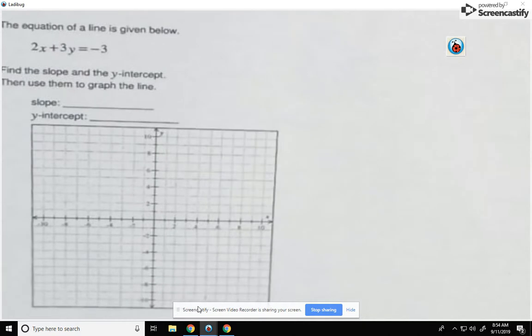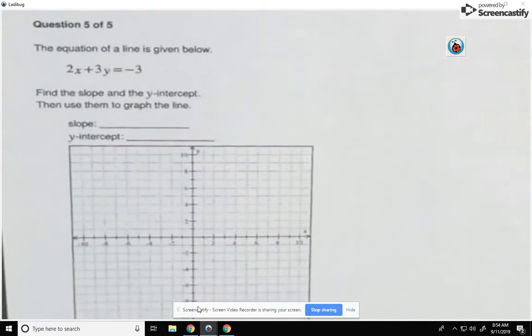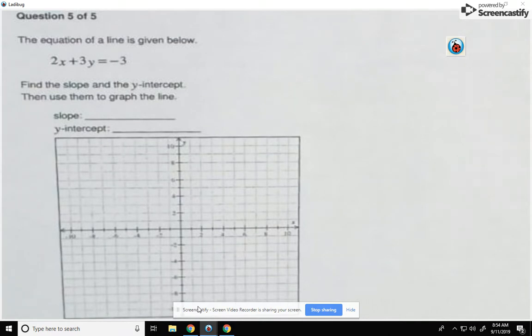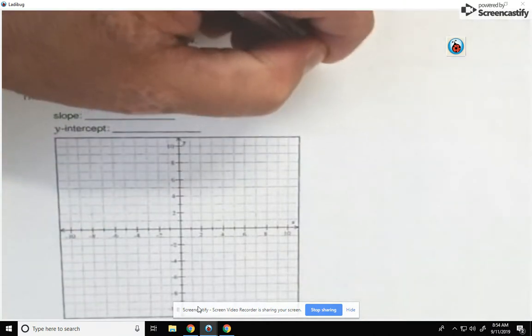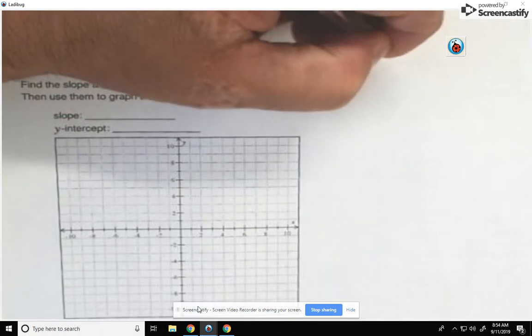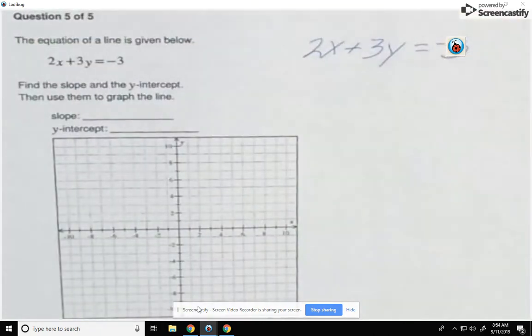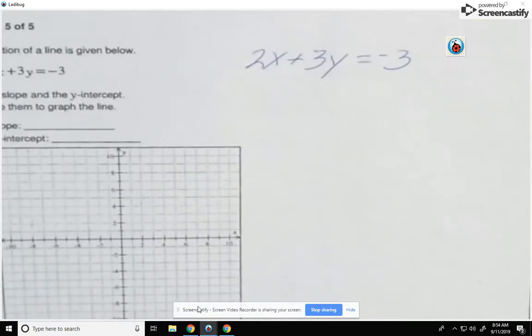All right, finally, question 5. Okay, it says the equation of the line is given below. Find the slope and the y-intercept when using them to graph the line. Okay, so to do this, we're going to go ahead and we're going to convert this into slope-intercept form, or y equals mx plus b.